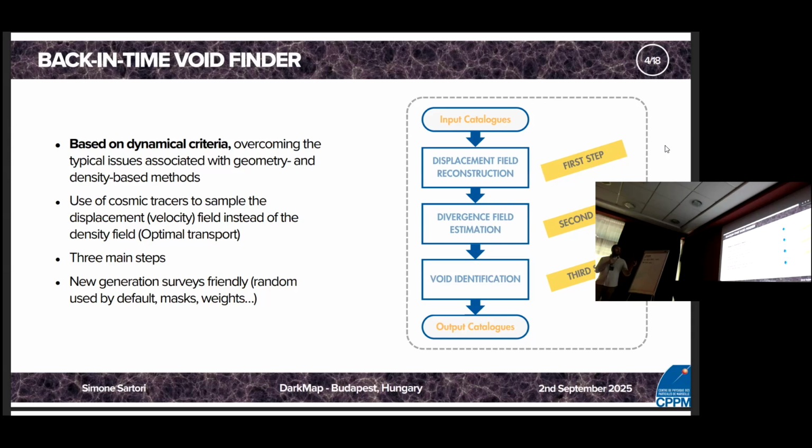It uses cosmic tracers to sample the displacement field instead of the density field, and is probably the first method of this kind to be fully working, that is possible to apply even to galaxy surveys. I claim that this is a new generation survey-friendly code because we use a random, we can incorporate every observational systematic in it, and it is optimized for the use of even complex veto masks.